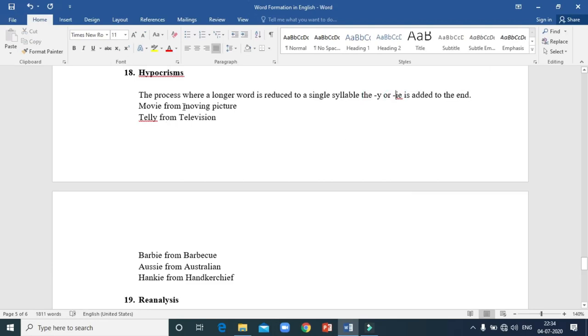For example, let's look at this: moving picture. It was split to MOV, and then an IE was added to the end. Movie. Likewise, television was split into telly. It is in Britain that they call TV telly. TV is actually American. Telly is the right British word for it.